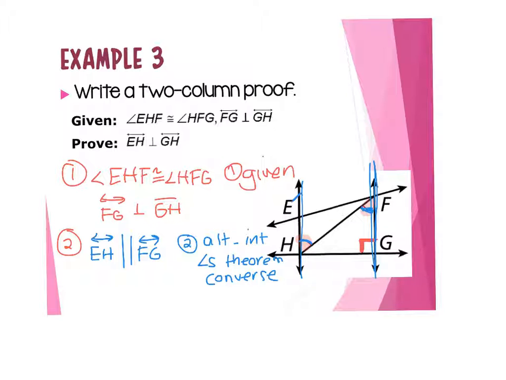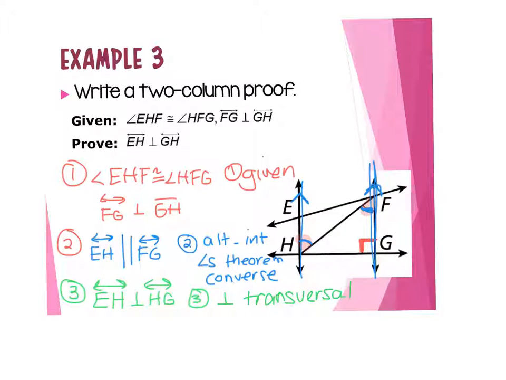So now I know these are parallel. And if one of two coplanar lines that are parallel is perpendicular to a third line, the transversal, then the other line, which in this case is EH, would also be perpendicular to HG. So that's the perpendicular transversal theorem.